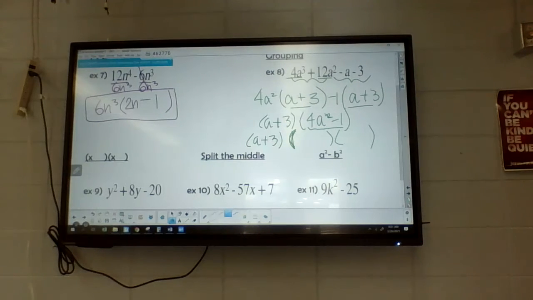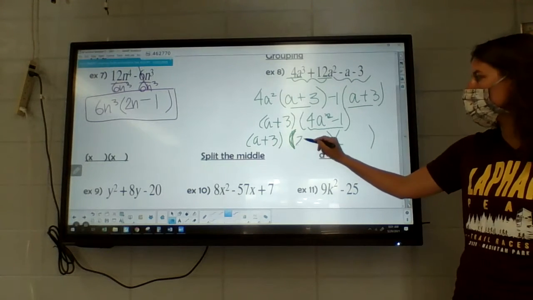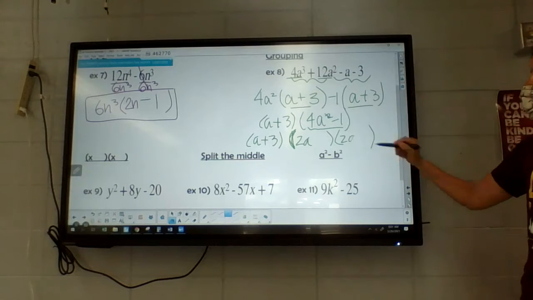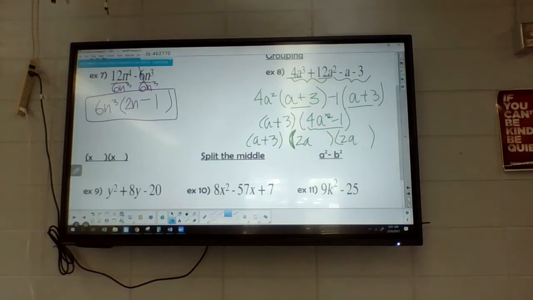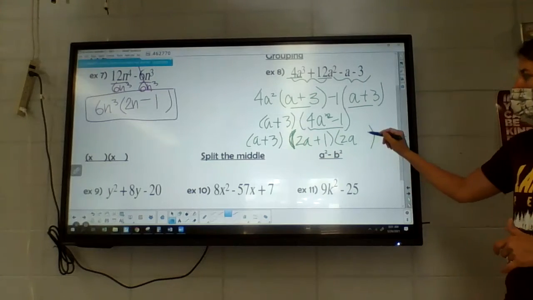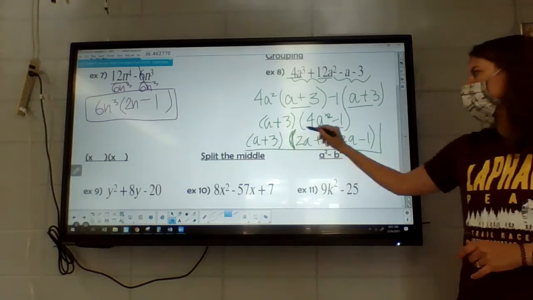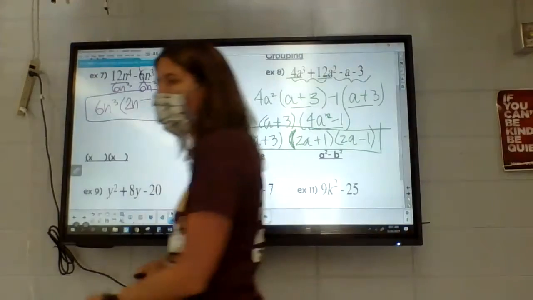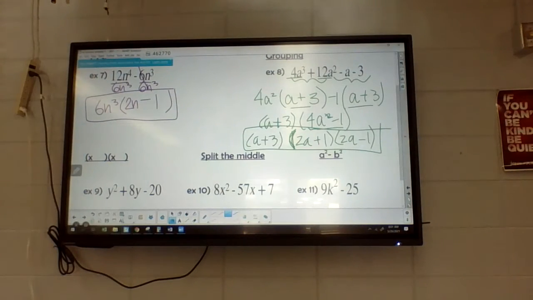So 4a squared is going to be 2a and 2a. And then 1 is going to be positive and -1. Now it's completely factored. That was definitely a tough one. Especially those of you who worked ahead, I think you would ask about that. So that can go a little bit further.